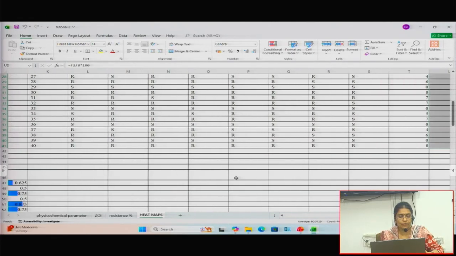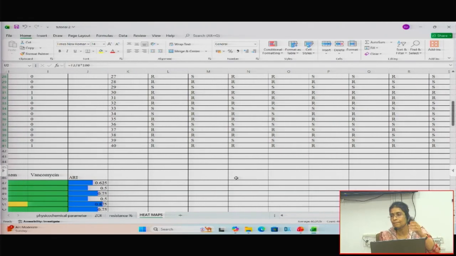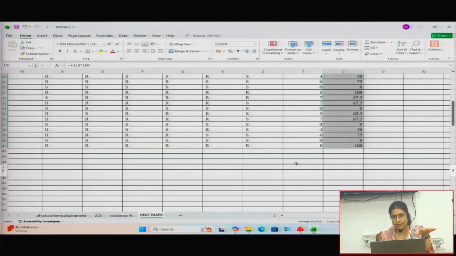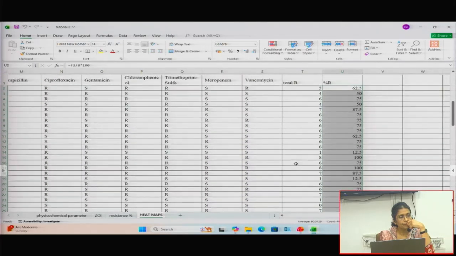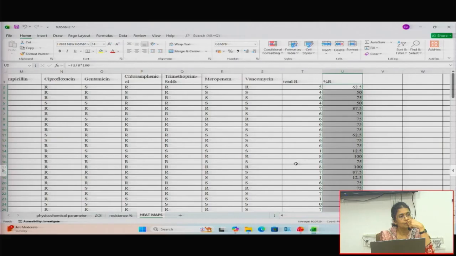So if you look at your sample number 39, are there any R there? All are susceptible. So your total count of R is 0 and the percentage R is coming as 0%. Are you with me? You okay? You understanding? Okay. So this is fairly giving us an idea about the resistance pattern.